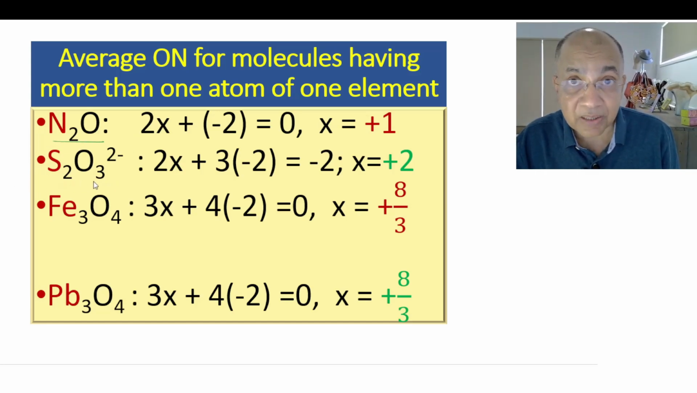In thiosulfate, this is thiosulfate ion, there are 2 sulfur atoms of 2 different oxidation states. But if you apply the X method, you will get the average oxidation state of sulfur is +2.